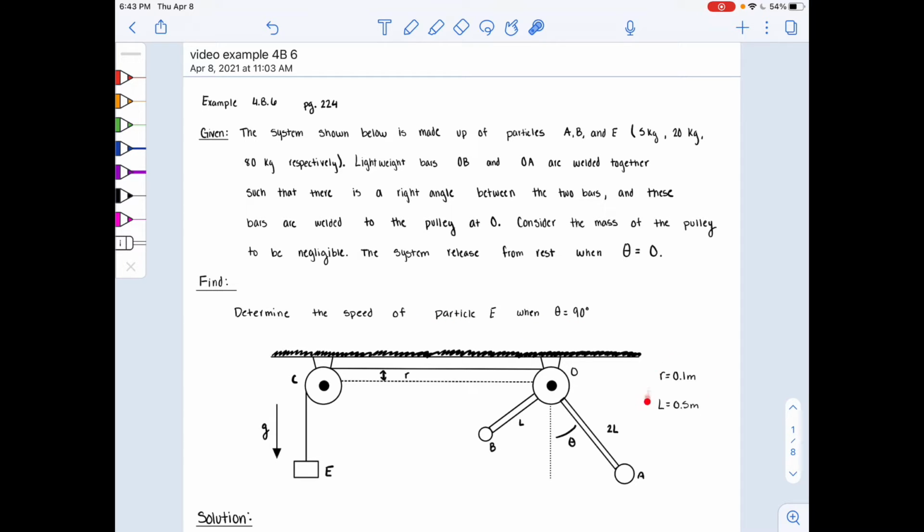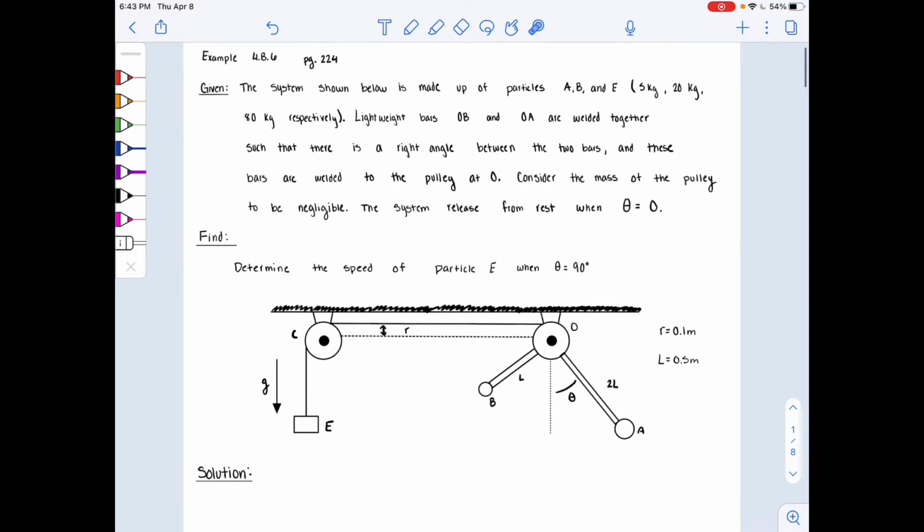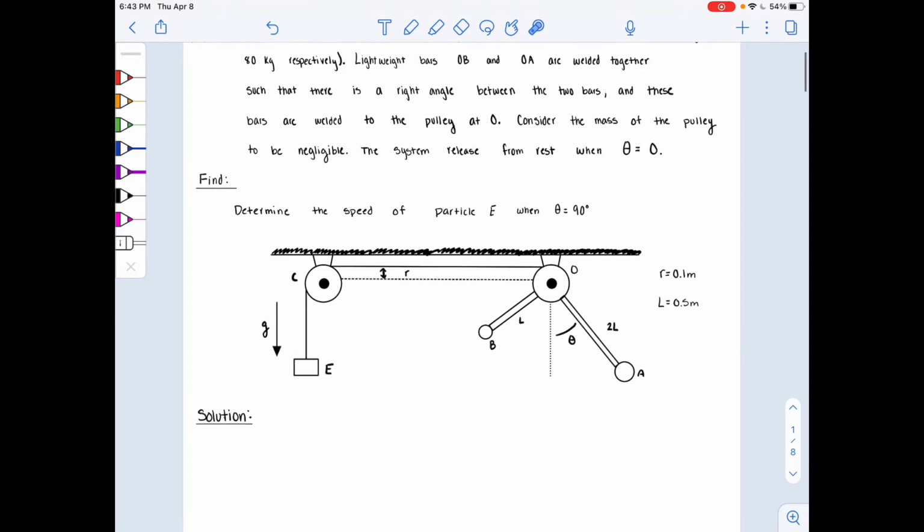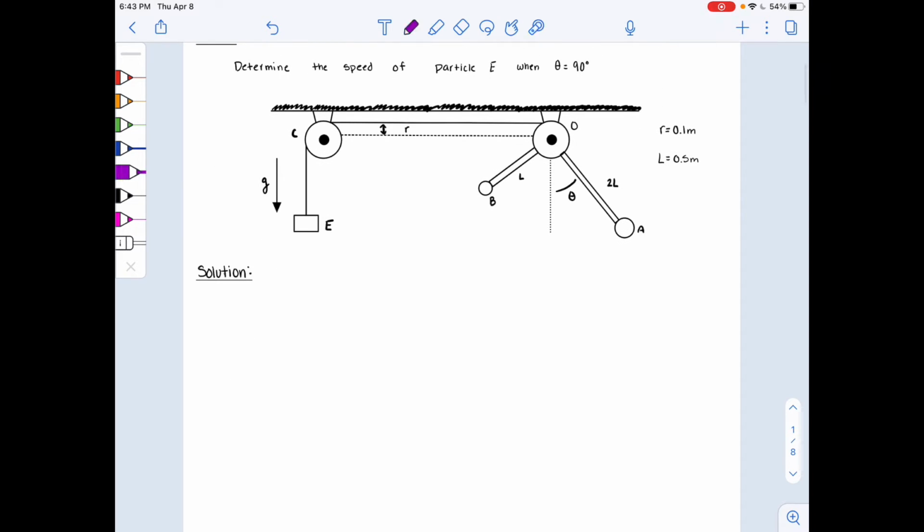There's a couple more givens right here, but we won't be using those since we are just going to be solving this problem symbolically for the time being. And so this is what our diagram looks like for this problem as well. All right, we are going to start off with step 1, which is drawing your free body diagram.